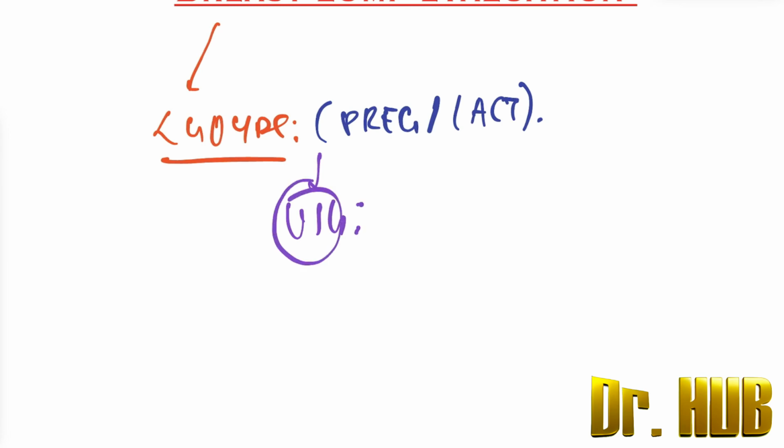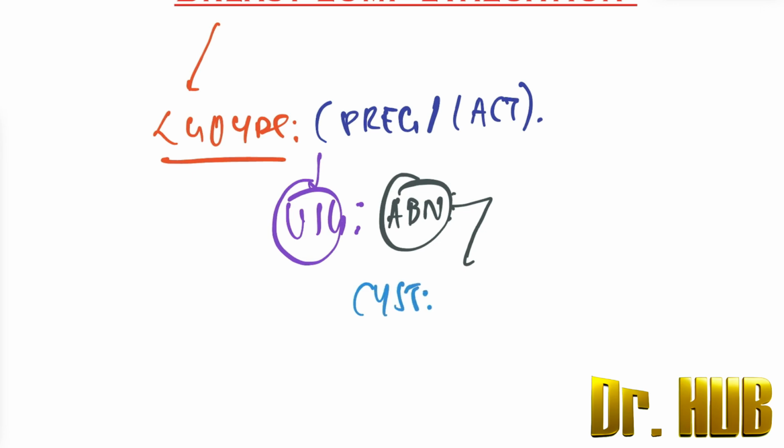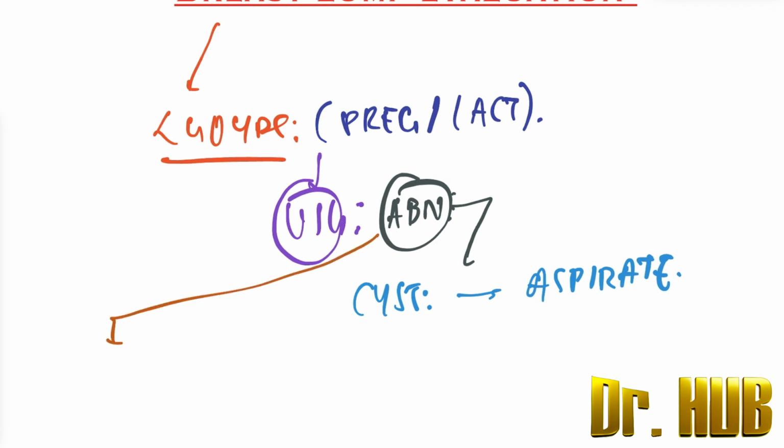And in terms of the USG turning out to be abnormal, there are two possibilities. One is the presence of a cyst. If it is the presence of a cyst, we need to aspirate it. The other abnormality is the presence of a solid mass.